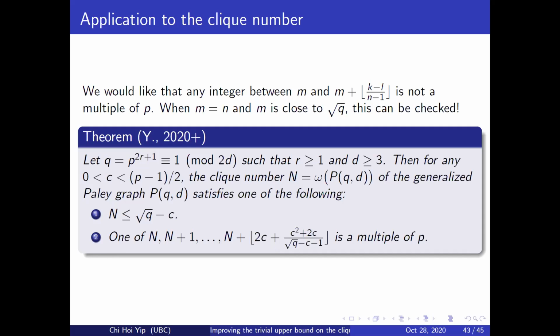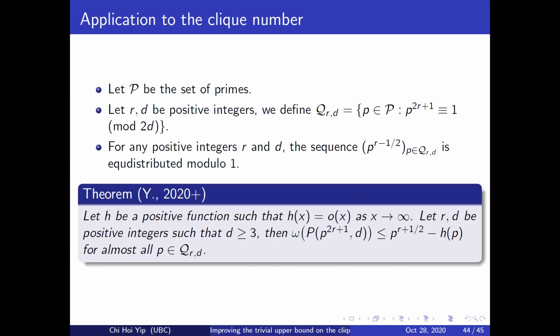Now, if we pick a random integer, the probability that it is a multiple of P is about 1 over P. So that means if C is relatively small compared to P, then we can imagine that the second condition won't hold in a positive proportion.